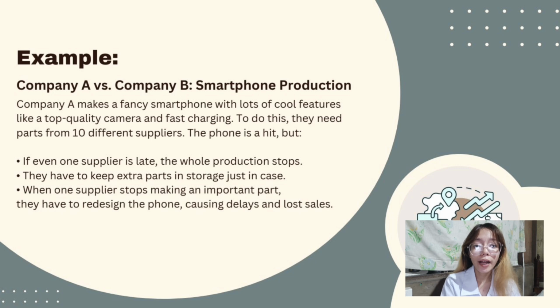For example, Company A versus Company B. Smartphone production. Company A makes a fancy smartphone with lots of cool features like a top quality camera and fast charging. To do this, they need parts from 10 different suppliers. The phone is a hit, but if even one supplier is late, the whole production stops. They have to keep extra parts in storage just in case. When one supplier stops making an important part, they have to redesign the phone, causing delays and lost sales.